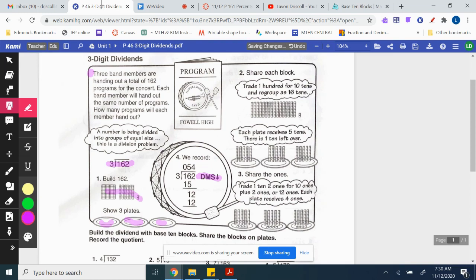And they split it up, trade 100 for 10 tens, and regroup as 16 tens. So then they go through and split those 16 tens up. Go 1, 2, 3, 1, 2, 3, and they split it up until they get, let's erase that so you can see it, until they get 5 tens on each of their plate with 1 ten left over. So they share the ones. They split up this 1 ten, and now they have 12 ones. They split these 12 ones, and each one receives 4.